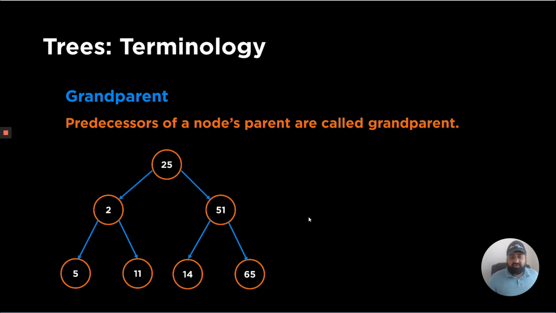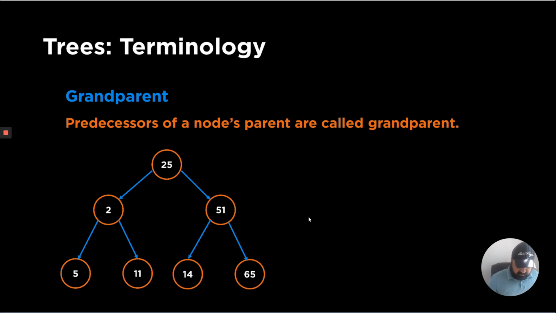Another thing we need to know is the grandparent. Most of the tree terminology derives from your family tree, so you could think of this as pretty intuitive. You don't need to memorize a lot of these, except for a few that are very specific to trees, like heights and levels. But typically the vocabulary is pretty consistent with your family tree.